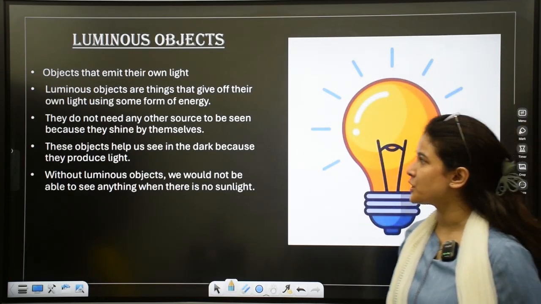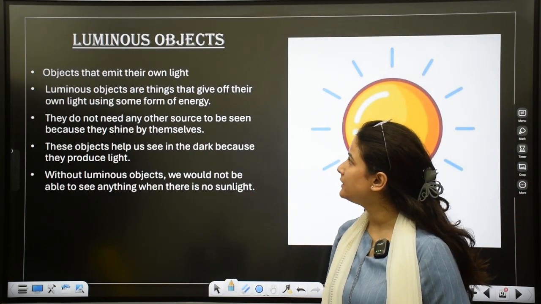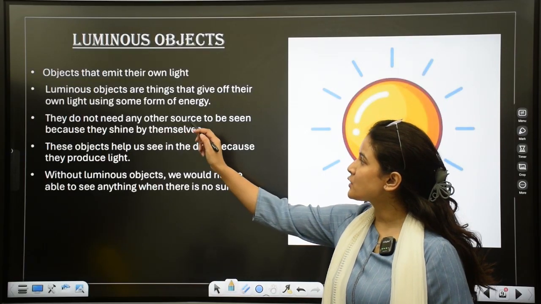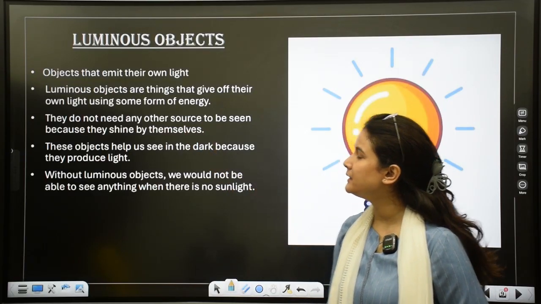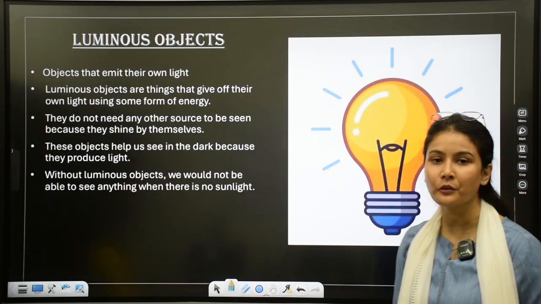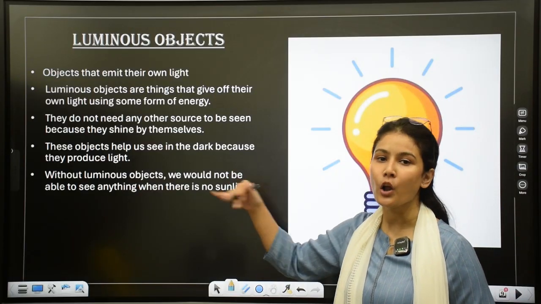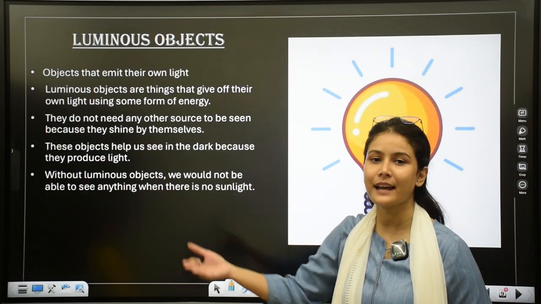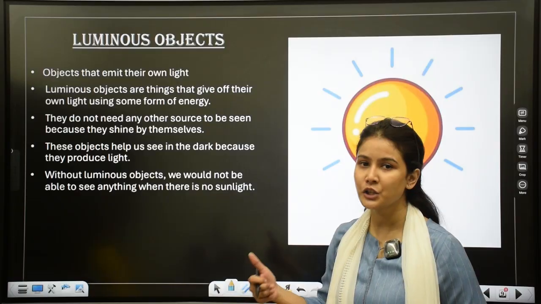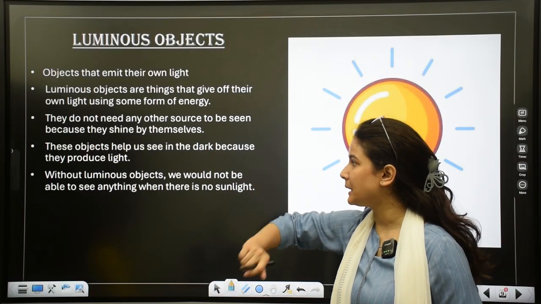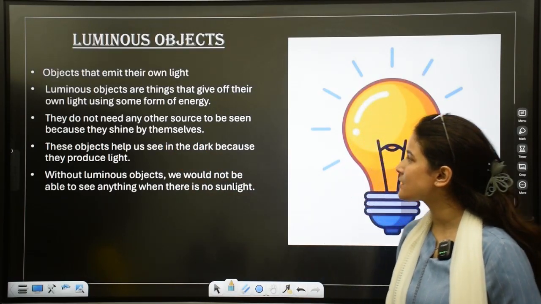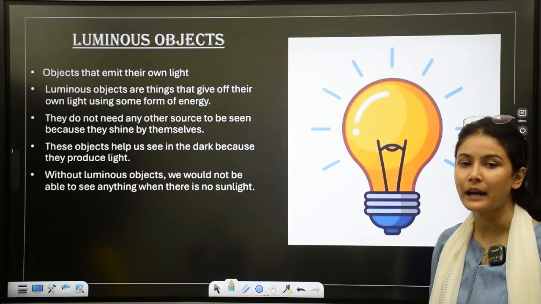Luminous objects are objects that emit their own light. Luminous objects are things that give off their own light using some form of energy. That energy they already possess. They do not need an external amount of energy to emit this light. They do not need any other source to be seen because they shine by themselves.